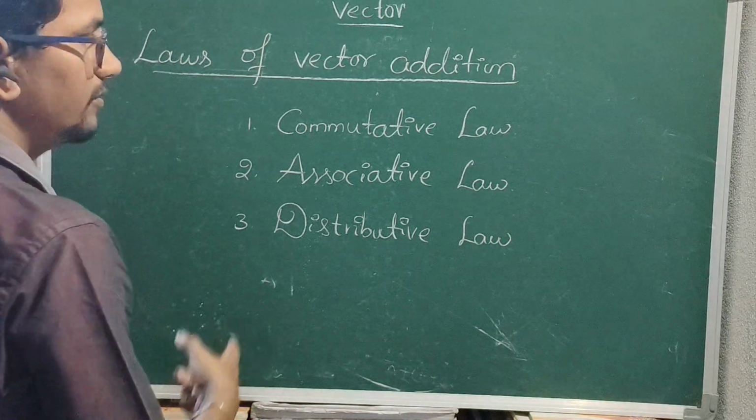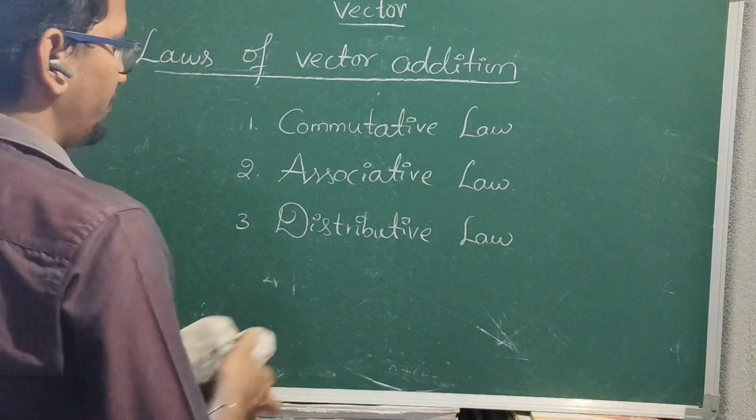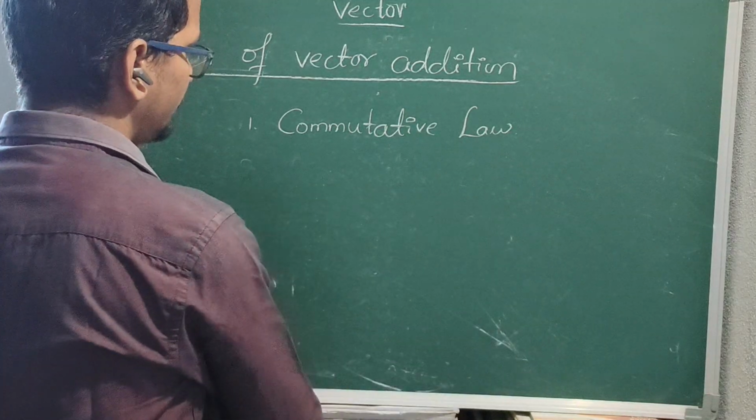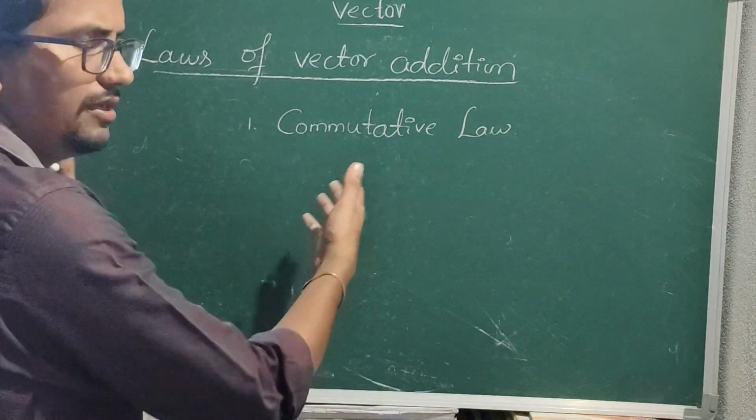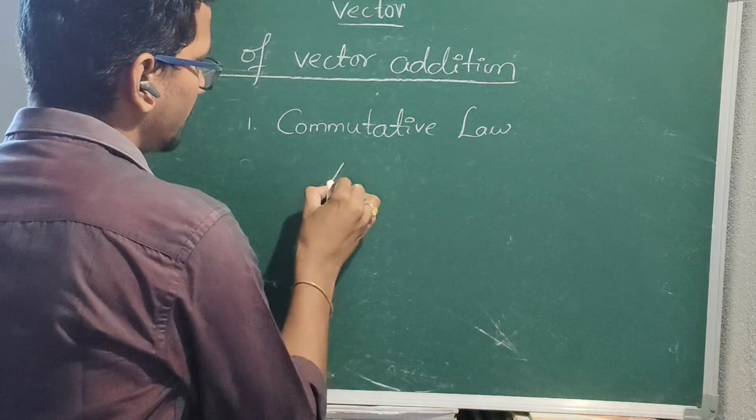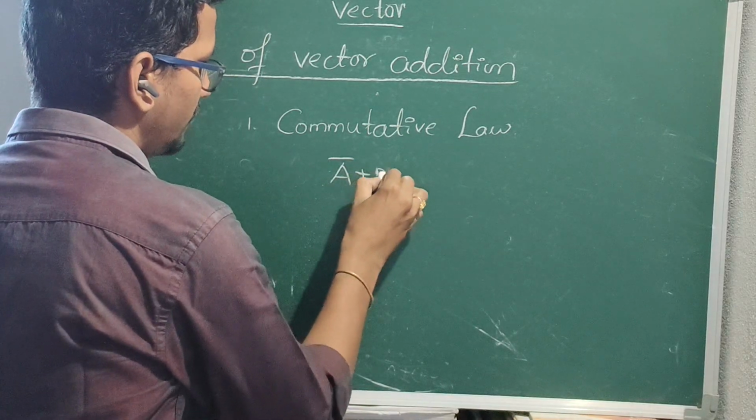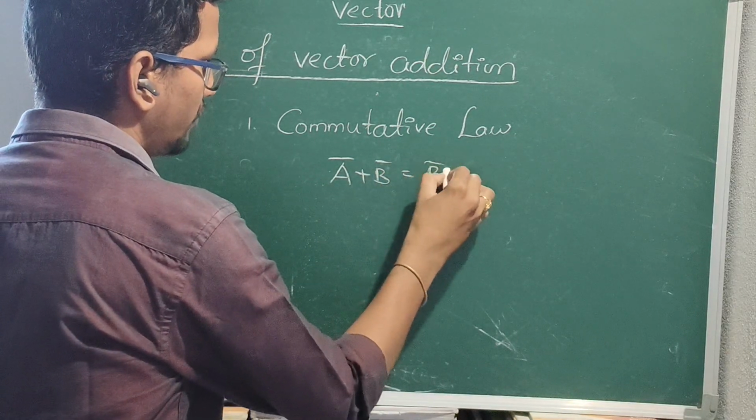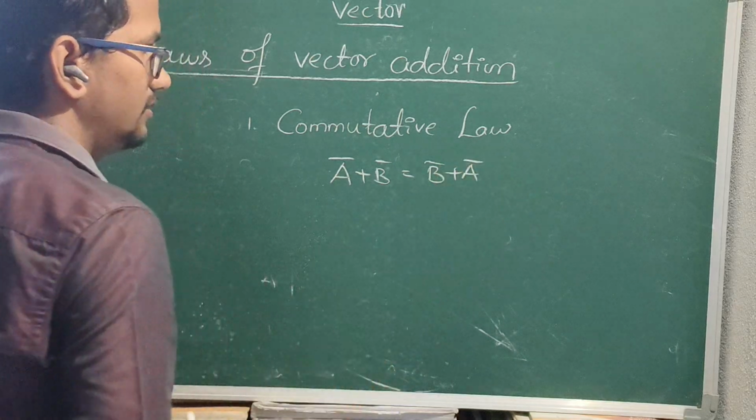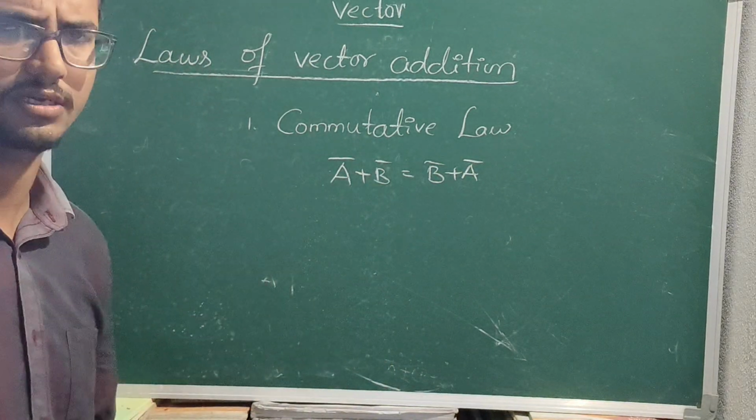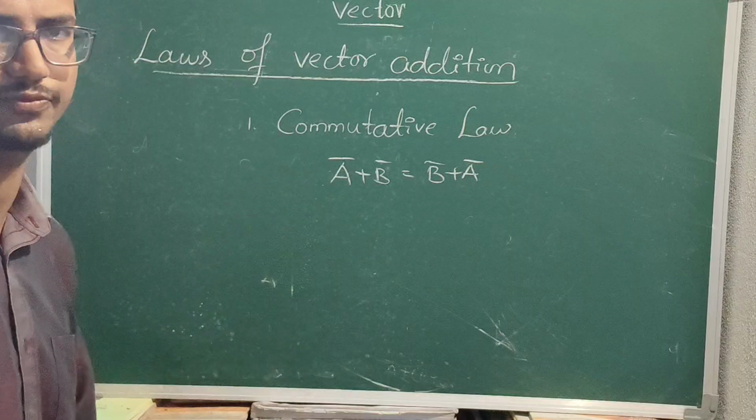Okay, first of all, we need to discuss the commutative law. We already discussed adding two vectors in the previous video, and we can apply the same here. The first one is a bar plus b bar is equal to b bar plus a bar. This is the commutative law. Is it equal or not equal? We can discuss that based on the proof.